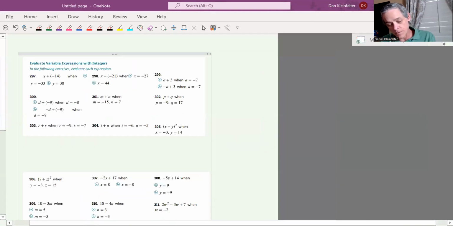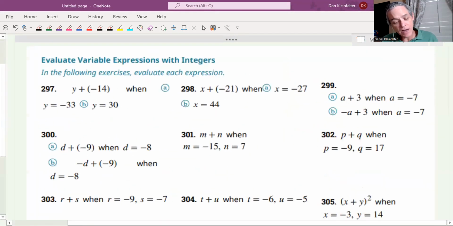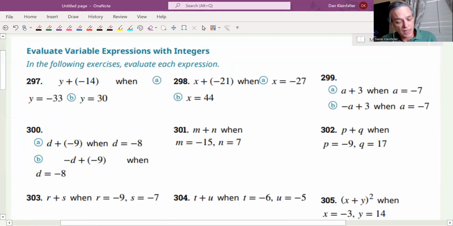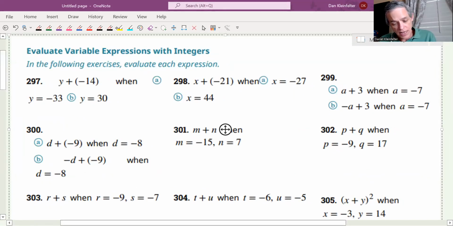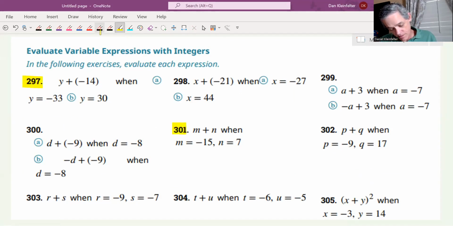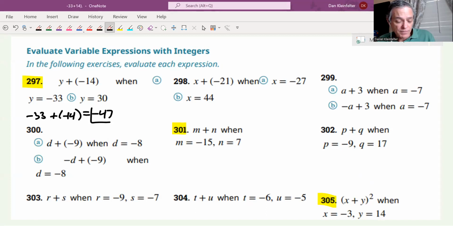Okay, more examples to do. In the next part, we're evaluating variable expressions with integers. So let's try 297 first, 301. I just picked those out. Okay, so y plus negative 14. So this one's a sum. Negative 13. Sorry, we have actually negative 33. That's our y plus negative 14. That's negative 47. Okay. I'll just do that first one.